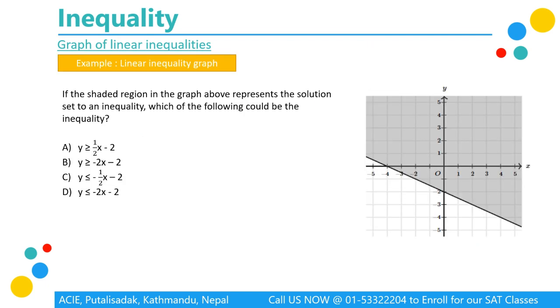Now we have another example over here as well. If the shaded region in the graph above represents the solution set of an inequality, which of the following could be the inequality? So this is how the questions are normally asked. Over here, we know that माथिको shade भन्ने बित्तिकै y has to be greater than equals to. And also किनकि dotted lines haven't been used, so C or D cannot be our answer. It's either A or B.